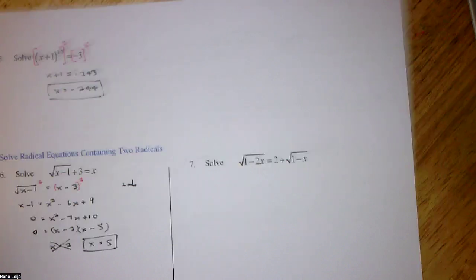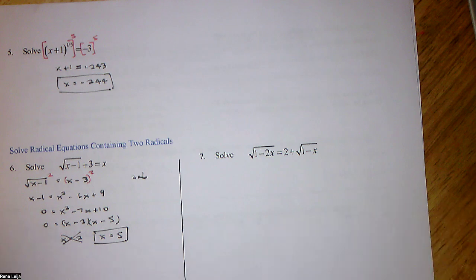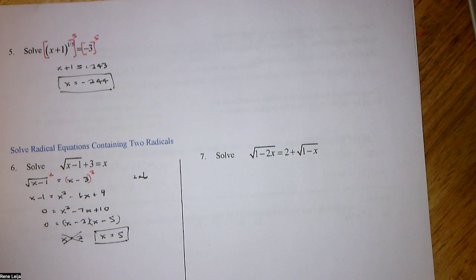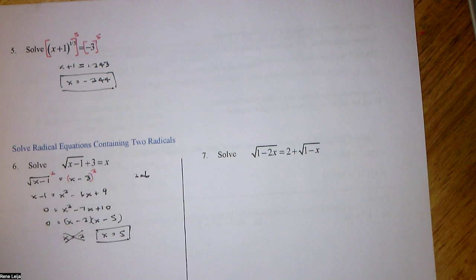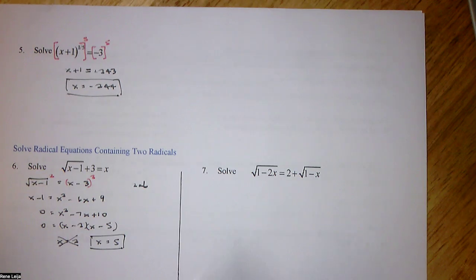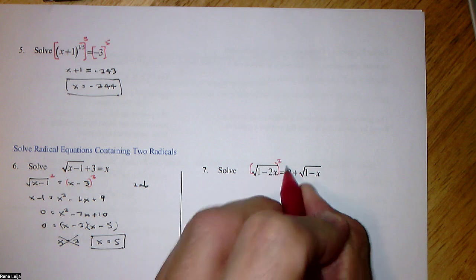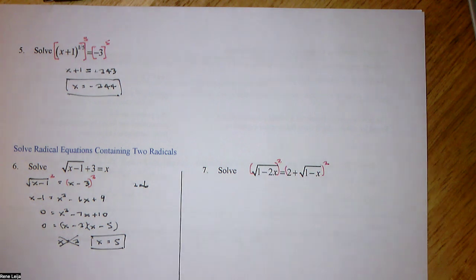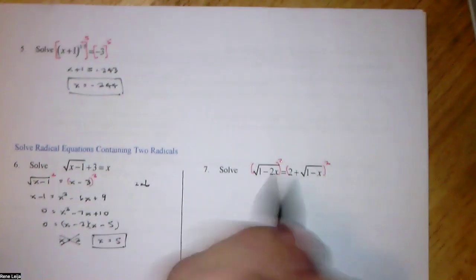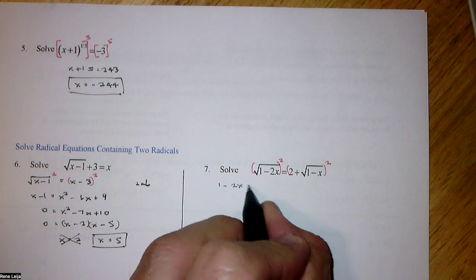Now, number 7 is long because we have 2 of these radicals to deal with. So this is where we said, when you have 2 radicals, the first thing you want to do is make sure that one of them is isolated. And it is. The 1 minus 2x is isolated. So that means what I'm going to do is I'm going to square both sides. Now, I'm not going to do any shortcuts here. So the square of the square root is just going to leave us with 1 minus 2x.